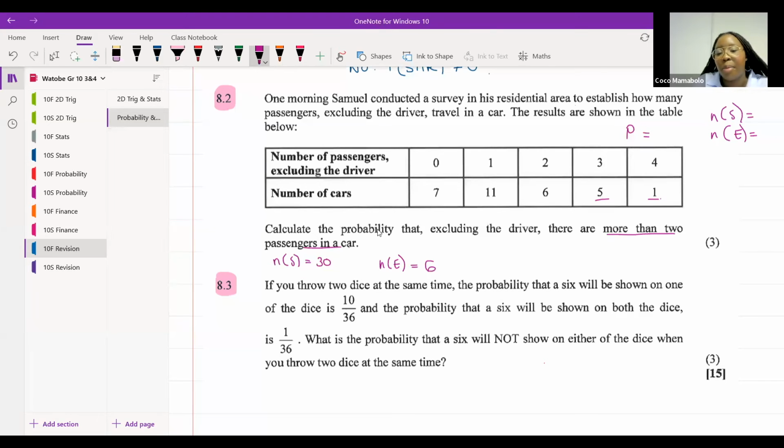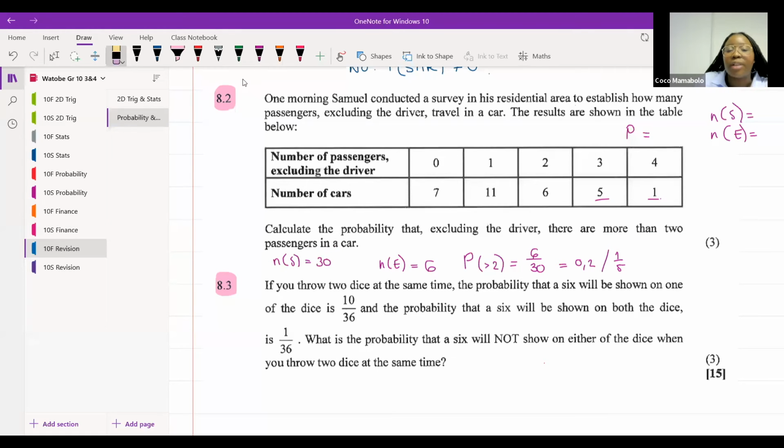Good. All right. So if I had to find the probability that there were more than 2 passengers, what would that be? It's going to be the 6 divided by 30. Correct. 6 over 30. And if we simplify that, that's going to be 0.2, or 1 over 5. Rulani, you've done this absolutely correctly.